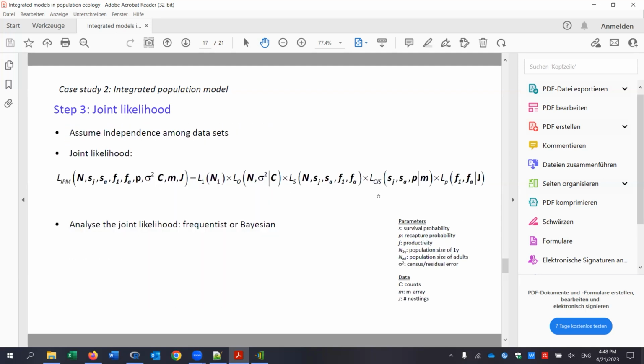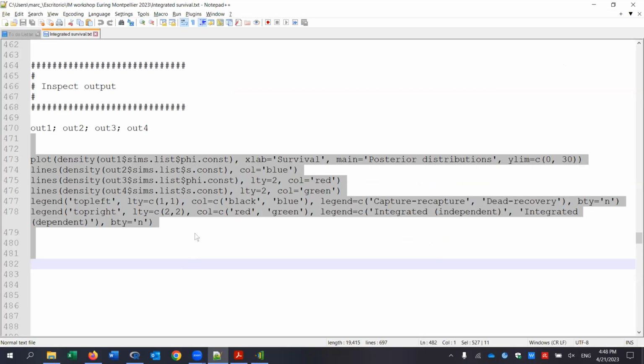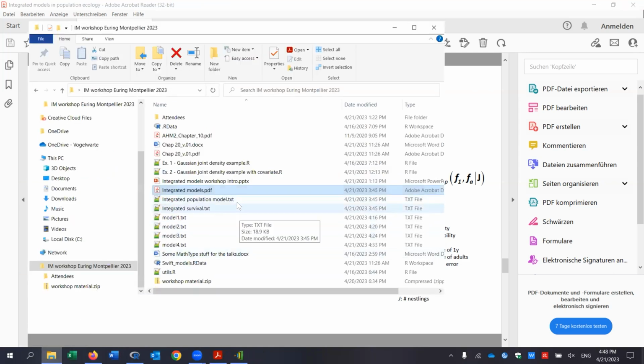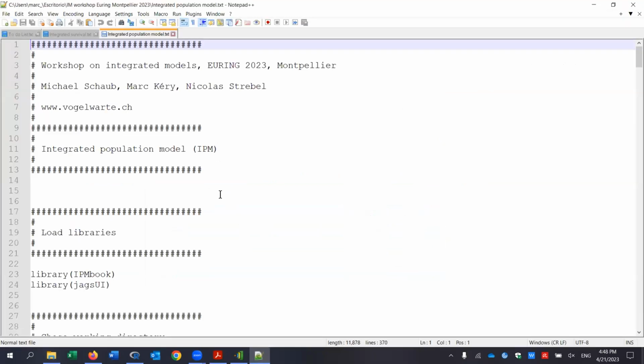Good. Then let's look now at how to implement this, and we use the other file. You also have this other file here, integrated population model. Open this one.